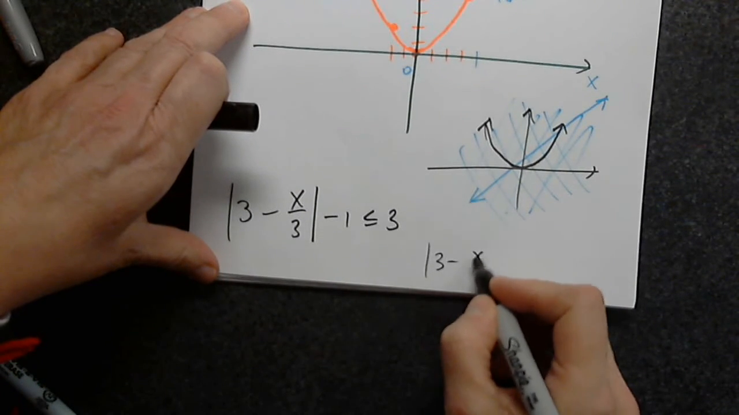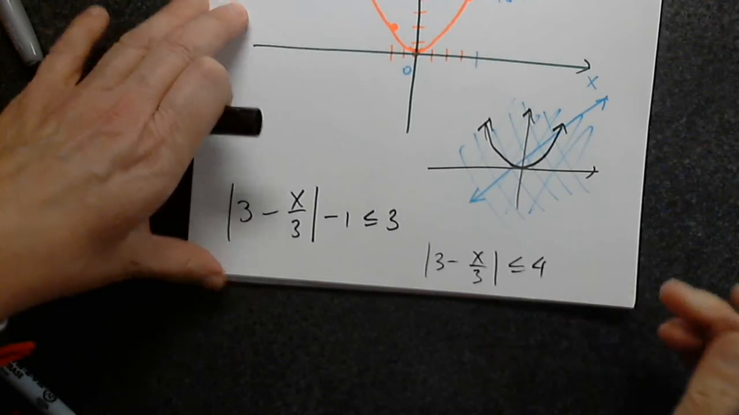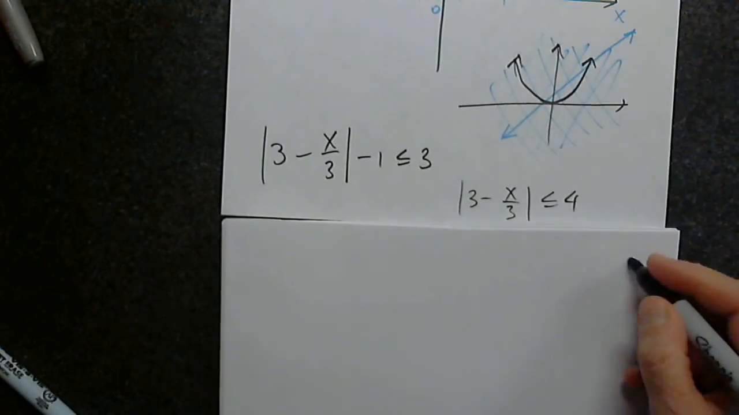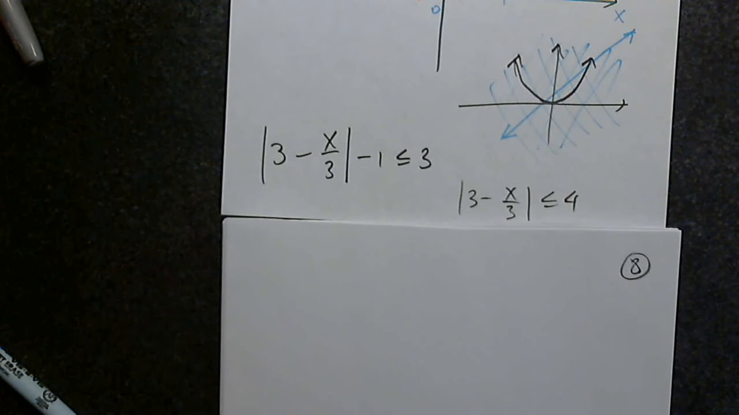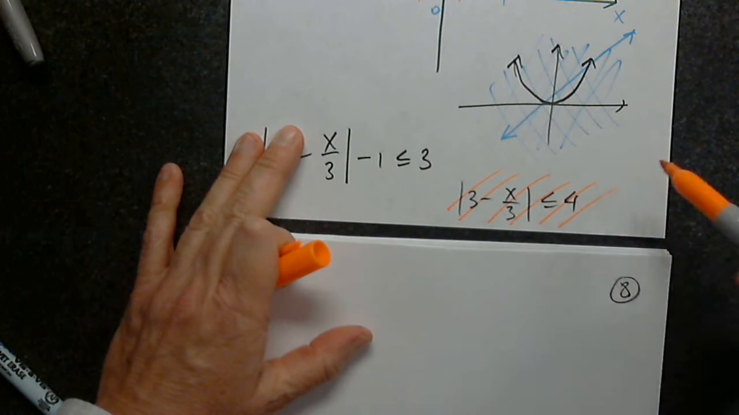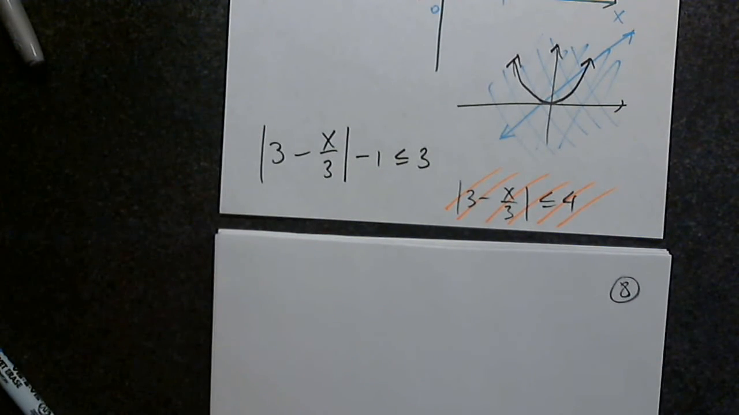So this is the absolute value of 3 minus x over 3 less than or equal to 4. At this point, do not cross it out like that. I'm just trying to make a point. If I don't know how to convert this into something else, I will not be able to solve. No one can solve this unless he or she knows how to convert it.